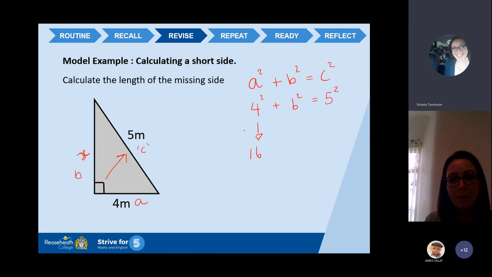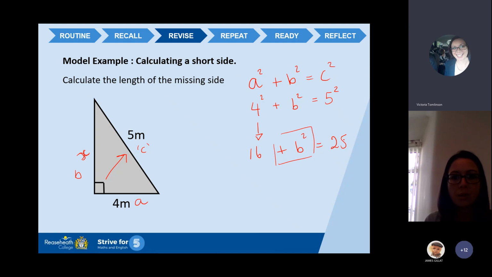Right, so 4 times 4 is 16, plus something is 5 squared, which is 25. So now we have 16 plus something gives us 25. So a quick way to do this, in fact, I'm going to ask you, what sum can we do to work out what's missing? What goes in there?